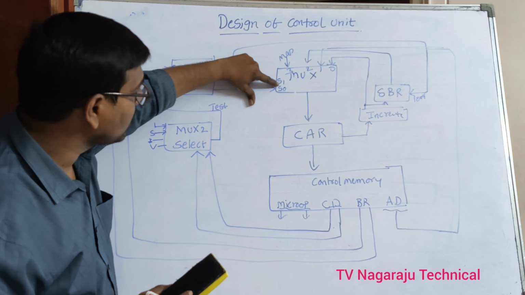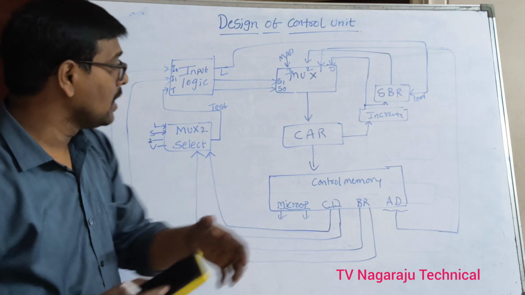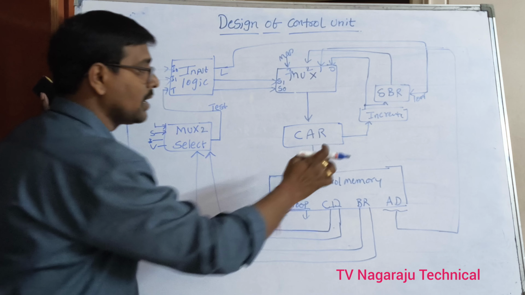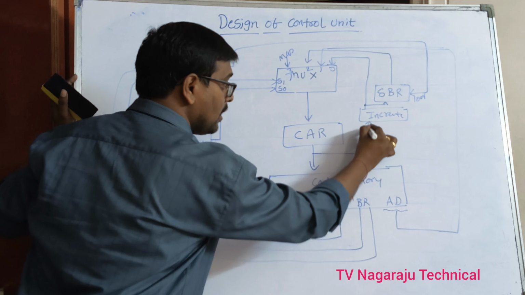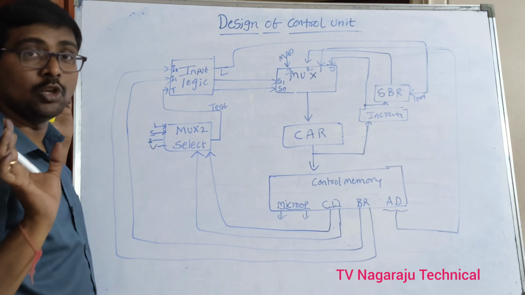That is the reason we are using a multiplexer. The two selection lines S1 and S0 select one of the 4 addresses. By default, if you are using incremental sequential addressing, the CAR value is simply incremented by 1 and moves to the next address.